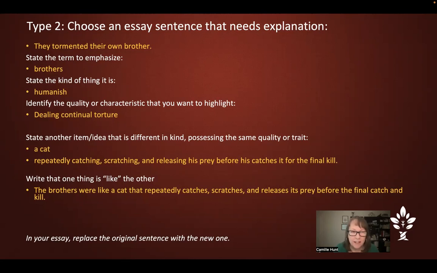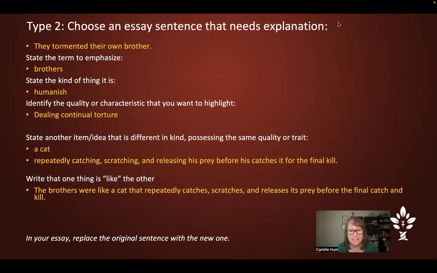The quality we want to highlight about these brothers is that they are dealing continual torture. So what's another thing that does that? A cat. Humans and cats are different in kind, but a cat will catch its prey, scratch its prey, release its prey over and over again, and catch it for the final kill. So the brothers are acting a little bit like a cat in being mean over and over again.